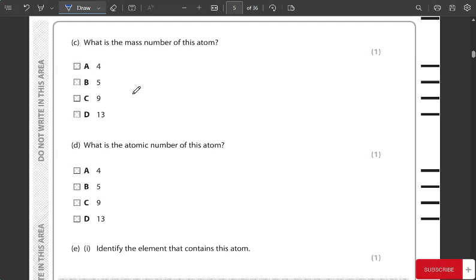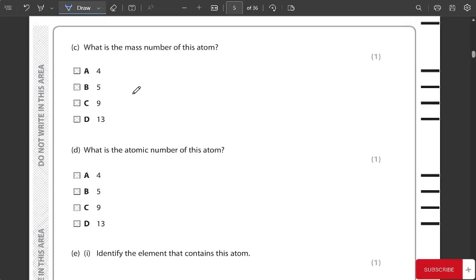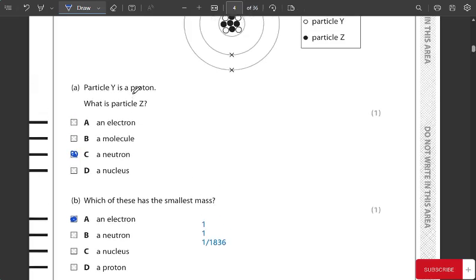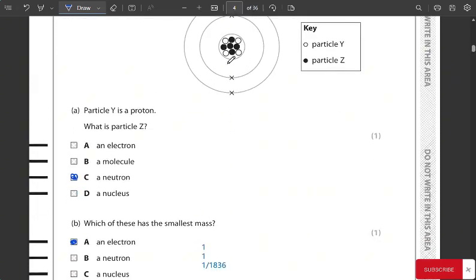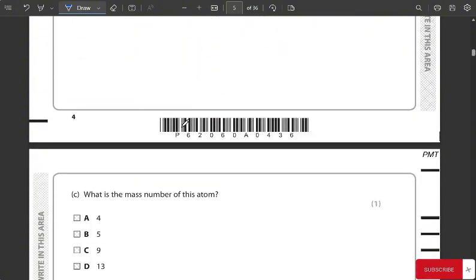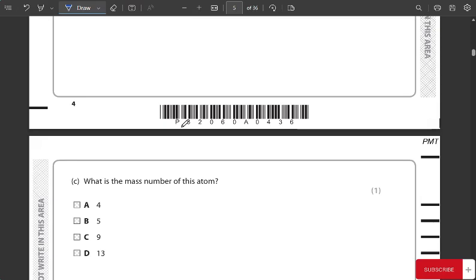Okay, the next question: what is the mass number of this atom? We can find the mass number by adding the proton number to the neutron number. We should count the neutrons and the protons in the nucleus of this atom. Okay, 1, 2, 3, 4, 5, 6, 7, 8, 9. It means that the mass number of this atom is equal to 9.